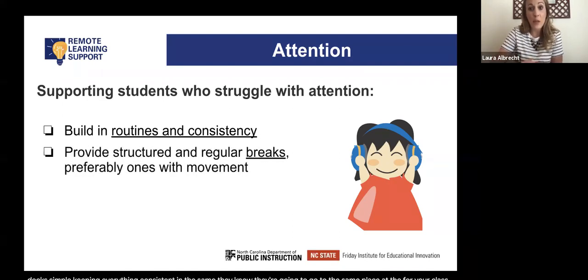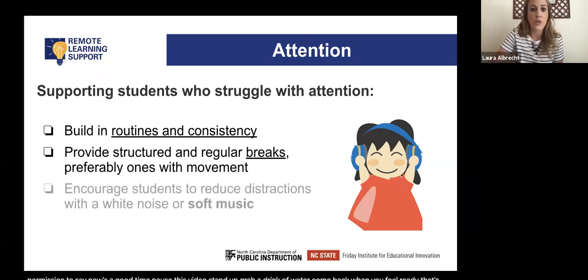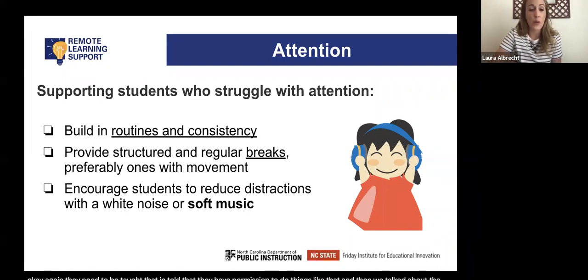Giving them permission to take breaks. So whether you're doing an asynchronous or a live lesson, giving them permission to say, now's a good time, pause this video, stand up, grab a drink of water, come back when you feel ready. That's okay. Again, they need to be taught that and told that they have permission to do things like that. And then we talked about, just as much as you can, helping to support students to reduce distractions.